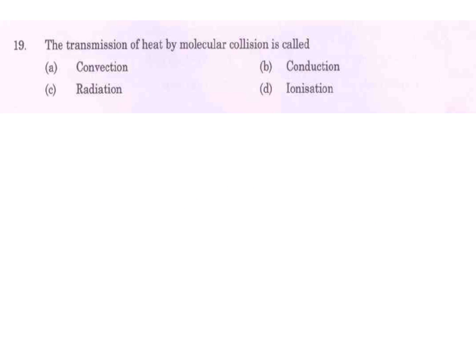The transmission of heat by molecular collision is called: A, convection; B, conduction; C, radiation; D, ionization. Ionization is not possible. B is our answer. Transmission of heat by molecular collision.